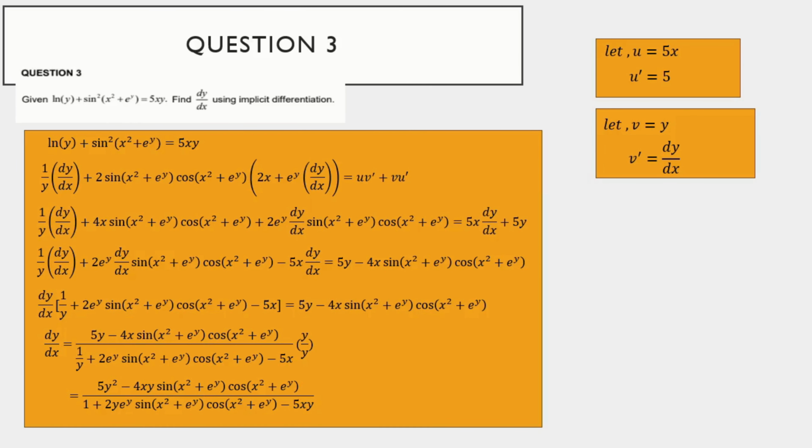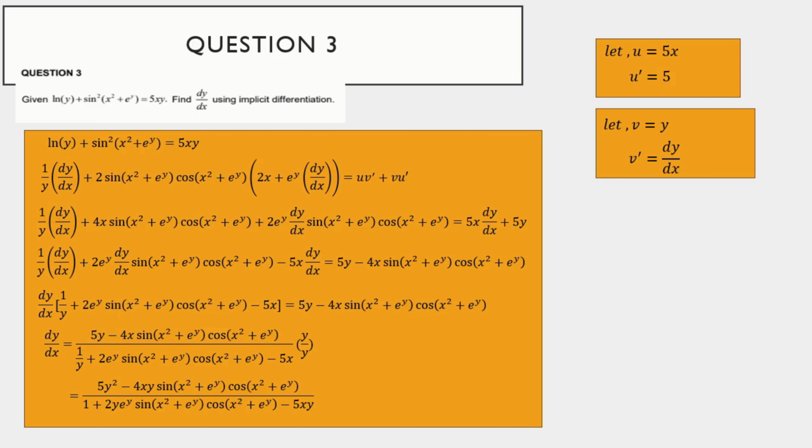Next, for question 3, given ln y plus sin squared (x squared plus e to the power of y) equals 5xy, find dy over dx using implicit differentiation. So we need to differentiate all of the equation. First, we differentiate ln y. Ln y, when we differentiate, will become 1 over y. Differentiate y will become dy over dx.